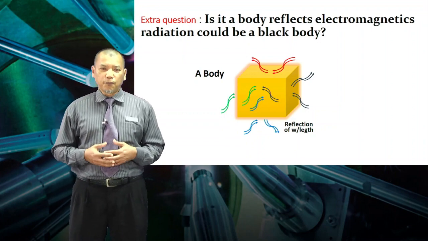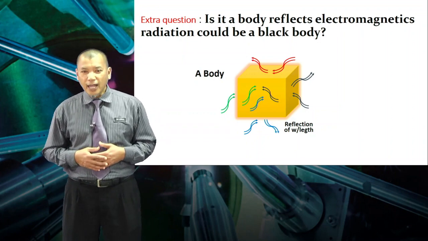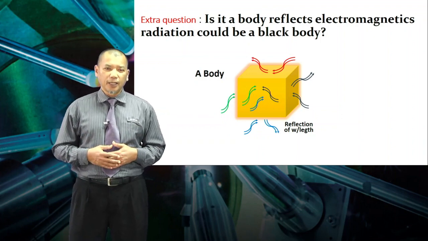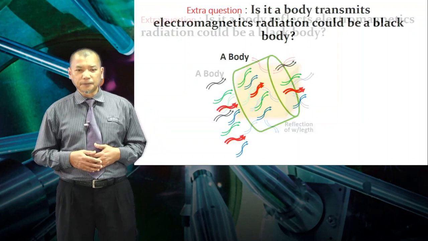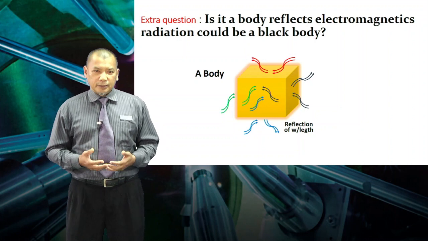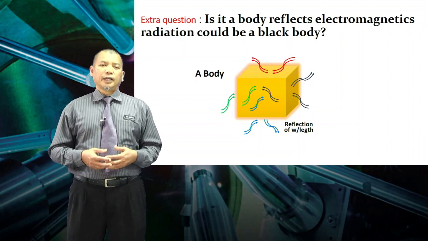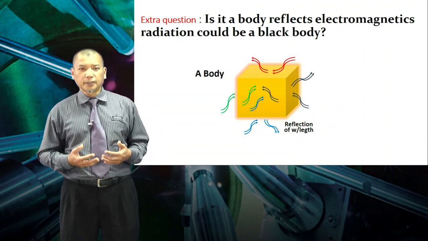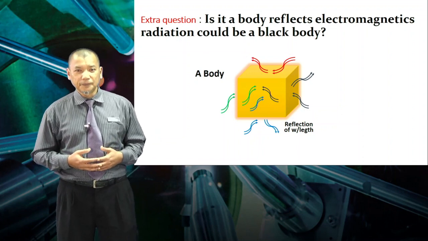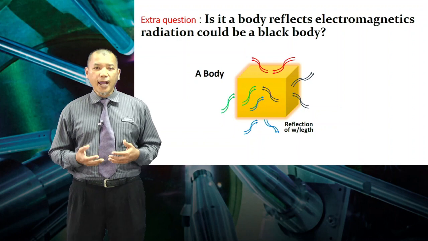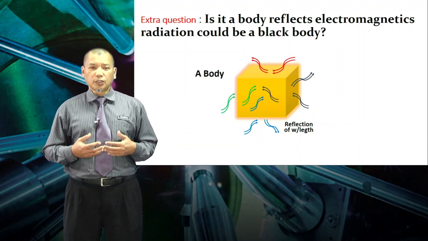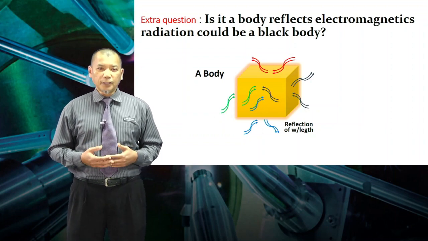Before we move to the next question, I have two simple extra questions regarding the black body. Look at the first one. The question is, if a body reflects electromagnetic radiation, could it be a black body, such as a highly polished silver surface, for example, chrome metal, etc.?